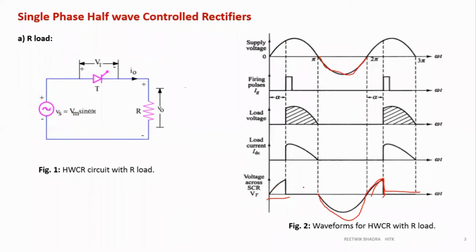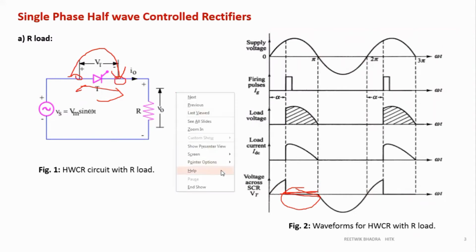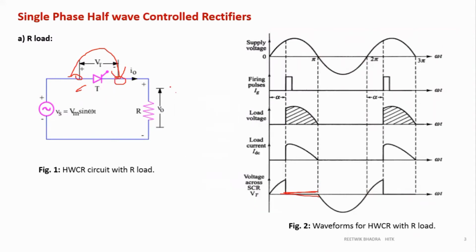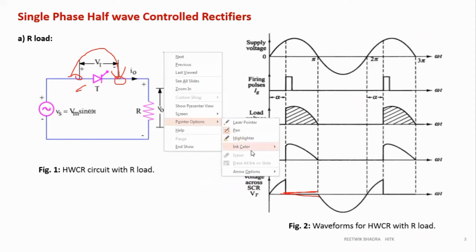If you think like this also, during this portion the thyristor is on. If it is on, it will act as a short circuit, right? No voltage drop, ideal. Short circuit voltage is 0. So 0 over there. Hopefully you have understood. So we'll go to the second method.